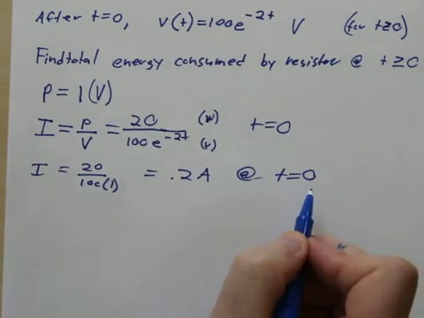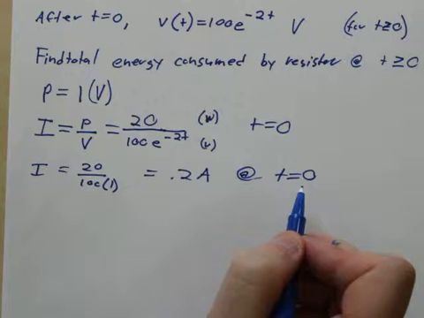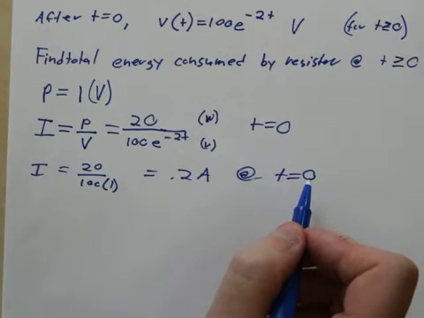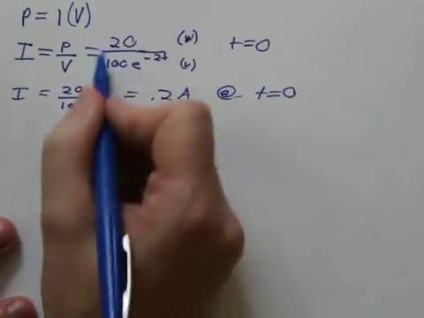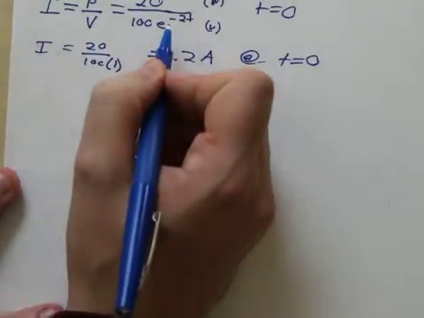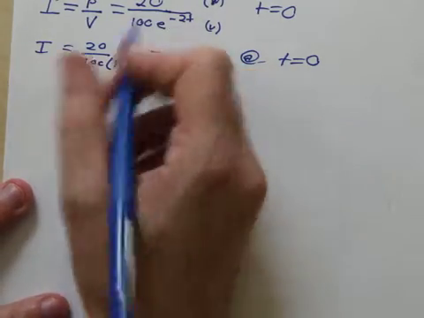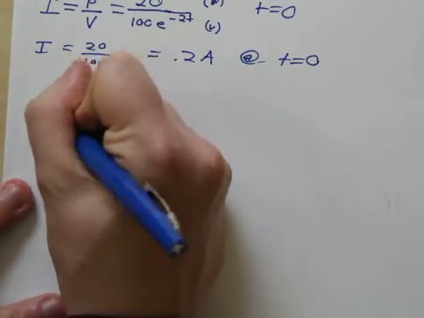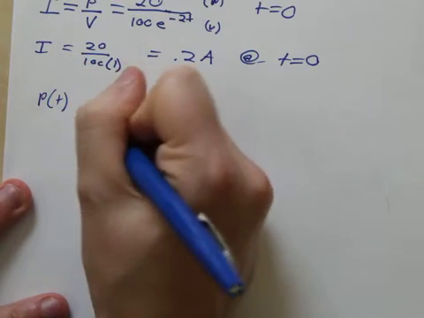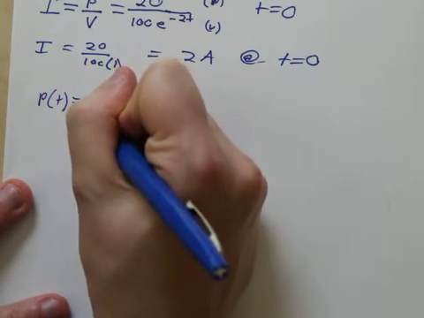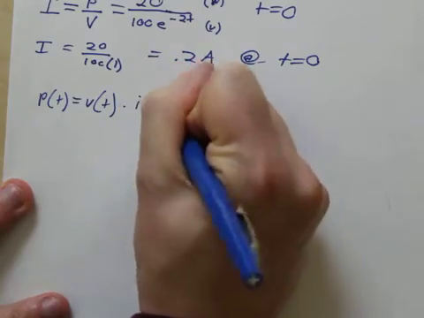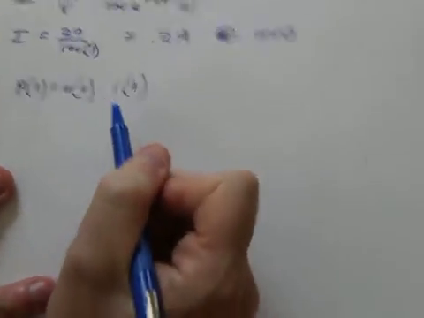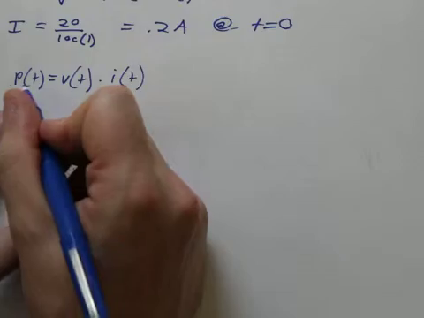Cool, so that's the first starting point. But now the question is asking us for the total energy consumed at any time greater than 0. So what we have to do now is take this equation that we just found, and use another equation to solve that. So we've got P of t, power with respect to time, equals the voltage with respect to time times the current with respect to time. So now we're all in the time domain here.